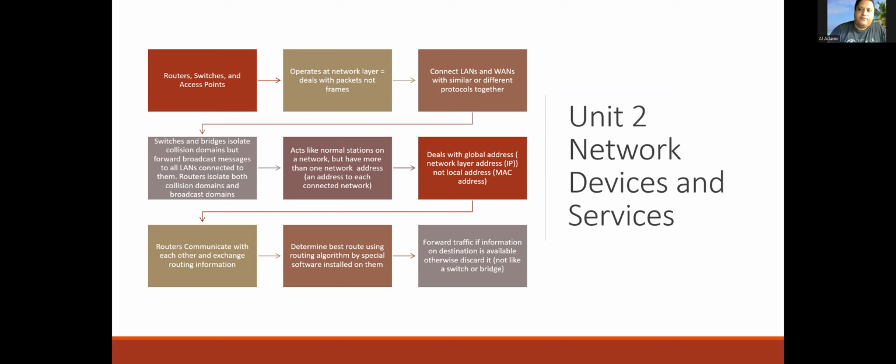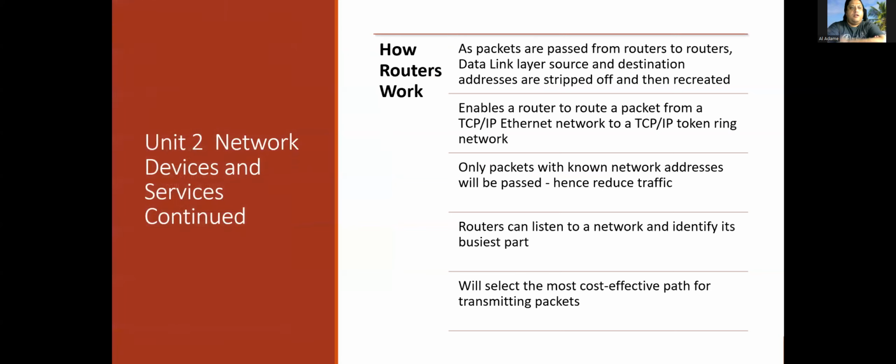So it forwards traffic if information on the destination is available. Otherwise, it discards it. Not a switch or bridge. Yeah, that's pretty much what it does. Just forwards info. So moving on. This is how routers work. As packets are passed from router to router, data link layer source and destination addresses are stripped off and then recreated. I should have put the packet in here so you could have seen it. I'm sorry, the packet's further down the line when I talk about switches, but it applies to this a little bit too. So it enables a router to route a packet from a TCP/IP Ethernet network to a TCP/IP token ring network.